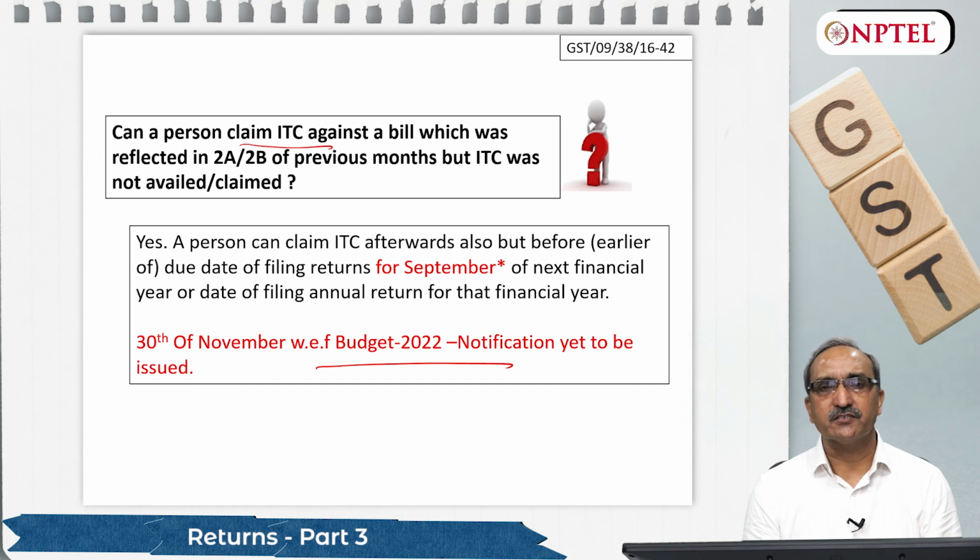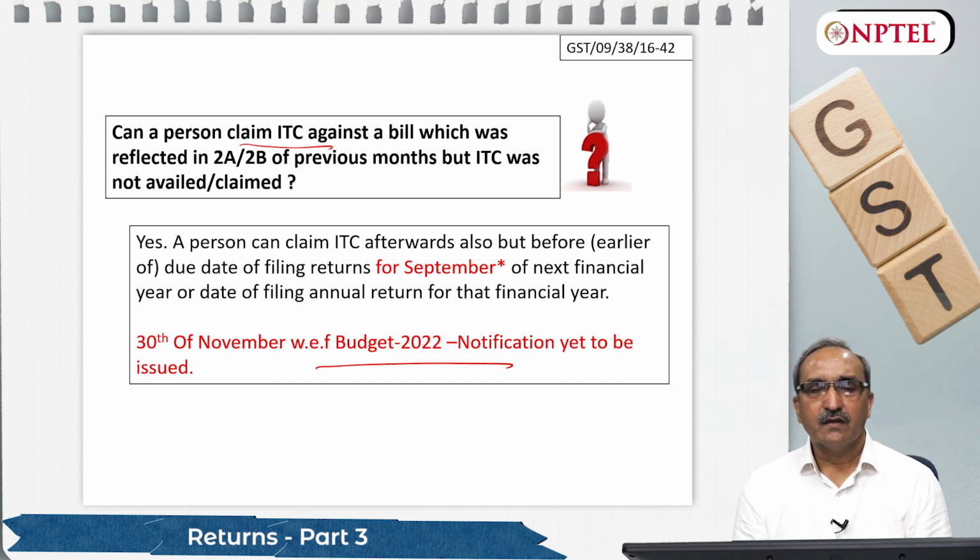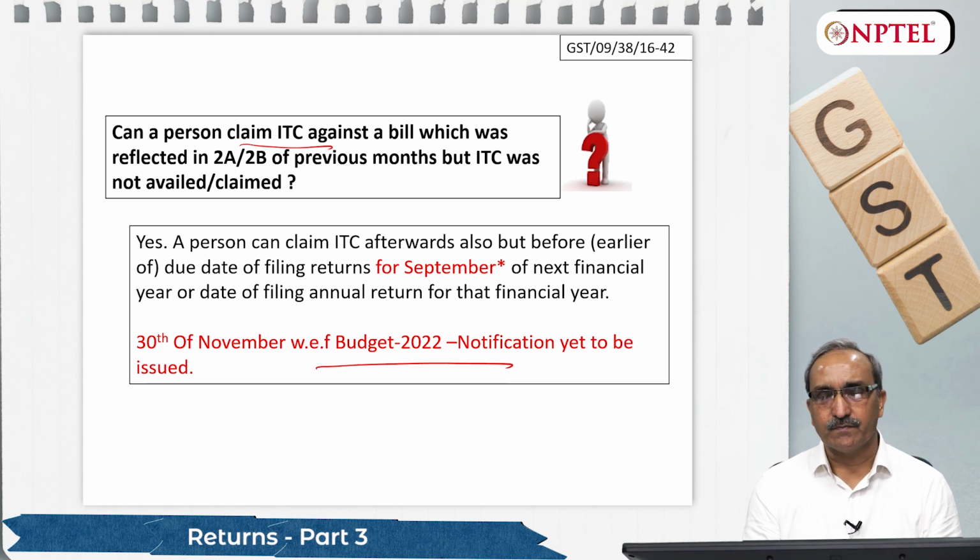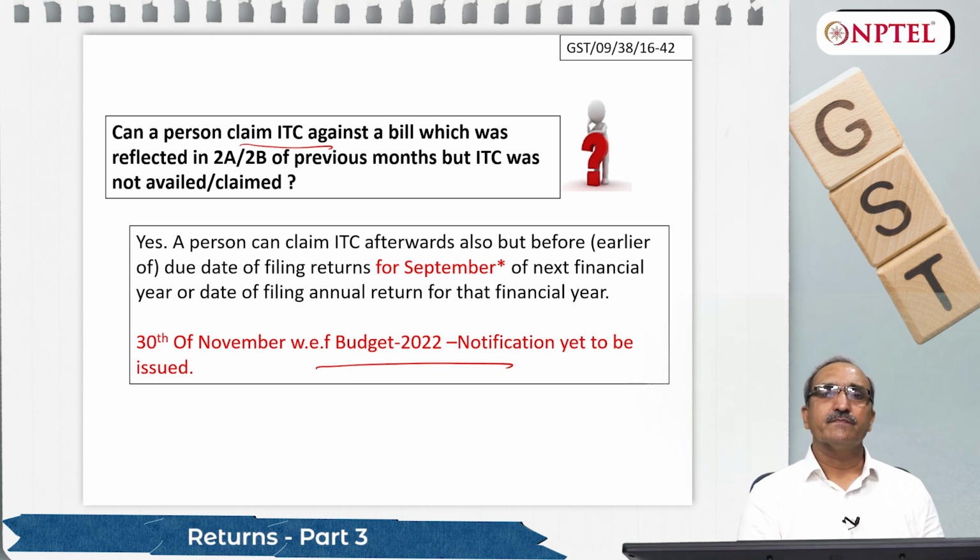Similarly, for the next financial year, if I have forgotten to claim any ITC in my 3B, I can claim it by 30th November of the next year. So one has to be clear in their mind that I should not forget to claim my ITC in 3B.